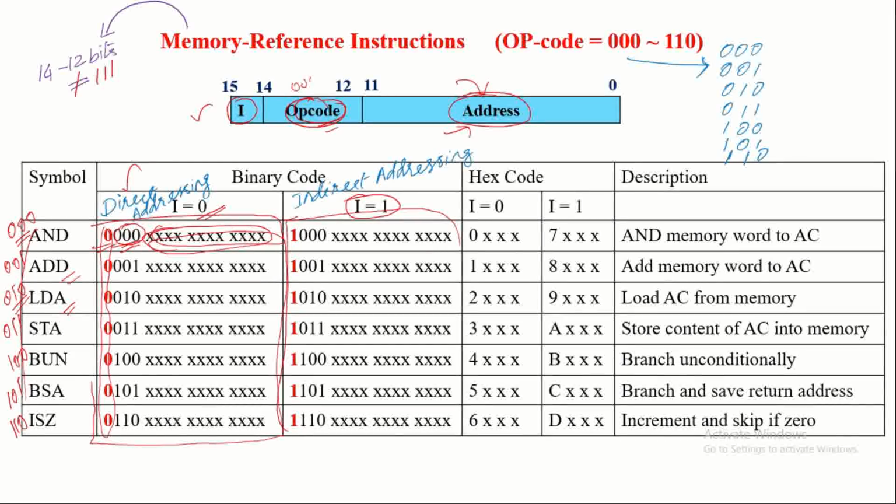One operand is usually from the accumulator and another operand for the AND operation is taken from the memory word whose direct address is specified in the address part of the instruction. Okay, and the result is also stored back into the accumulator.